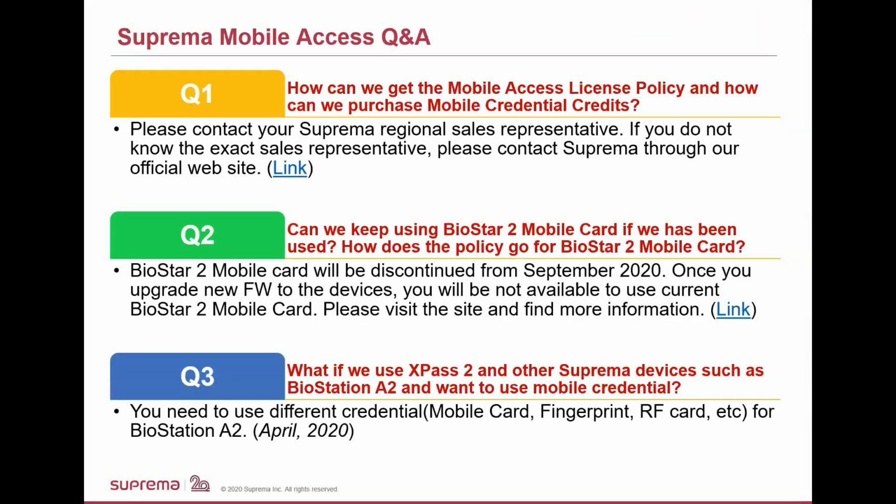Next, we will check some more information about Suprema Mobile Access. I prepared 8 questions to share and summarize information as front. Question 1. How can you get the mobile access license policy and how can you purchase mobile credential credits? Answer. Please contact Suprema Regional Sales Representative. If you do not know the exact sales representative, please contact Suprema through our official website.